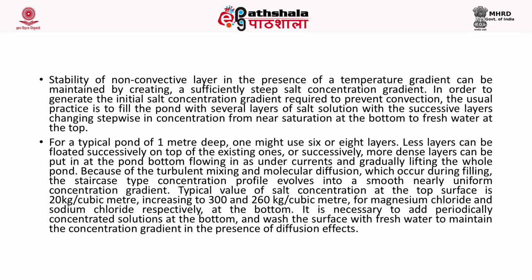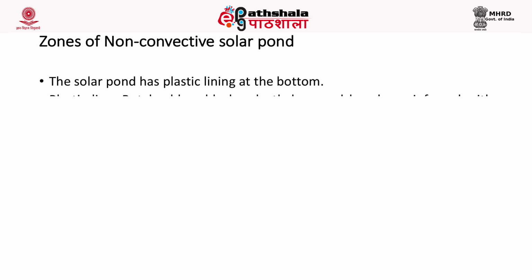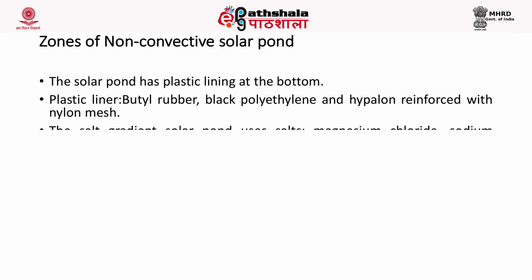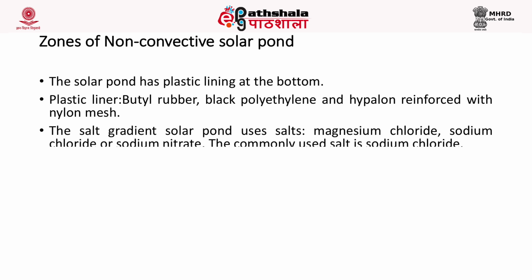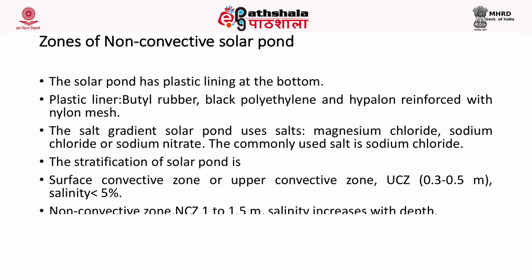So, this is how the salt gradient solar pond works, or the structure of this solar pond. Let us see what the zones of this non-convective solar pond are. The solar pond has a plastic lining at the bottom. The plastic liner should be made of butyl rubber; black polythene and hypalon reinforced with nylon mesh are commonly used.